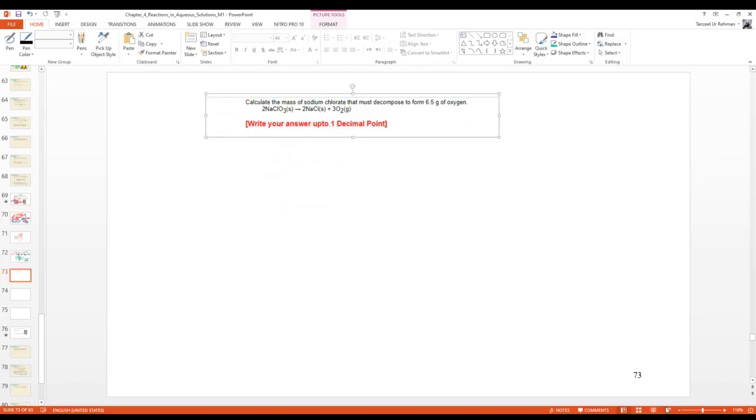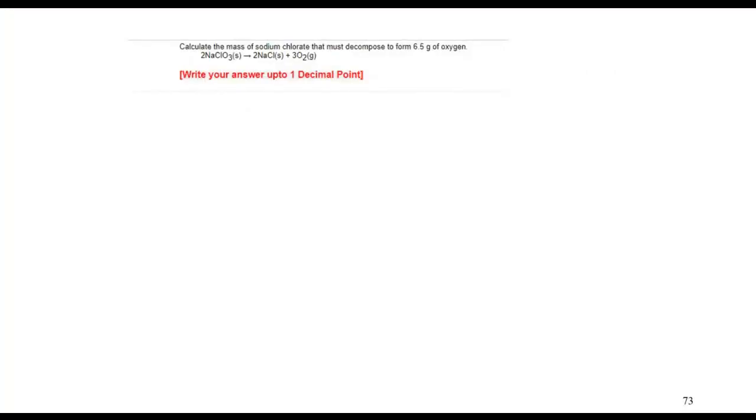Gram. Okay, what is the question? Calculate the mass of sodium chlorate that must decompose to form 6.5 gram of oxygen. So oxygen is given. Boys, very simple. Write the equation, balance this equation. It is balanced. So 6.5 gram of O2, multiply, divide, multiply, divide, and multiply, divide.